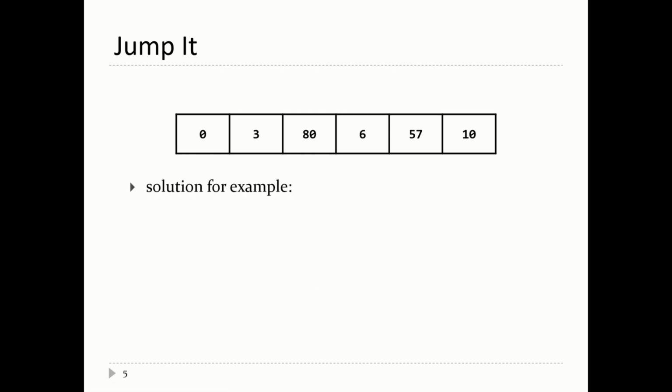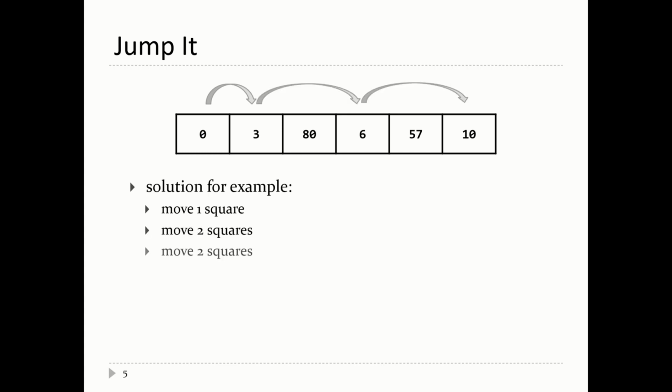Okay, so what is the minimum solution? What is the minimum cost solution for this board? So go to the 3, then go to the 6, and then go to the 10. And your total cost is 0 plus 3 plus 6 plus 10. So first of all, the board is small enough that you can just eyeball the solution.